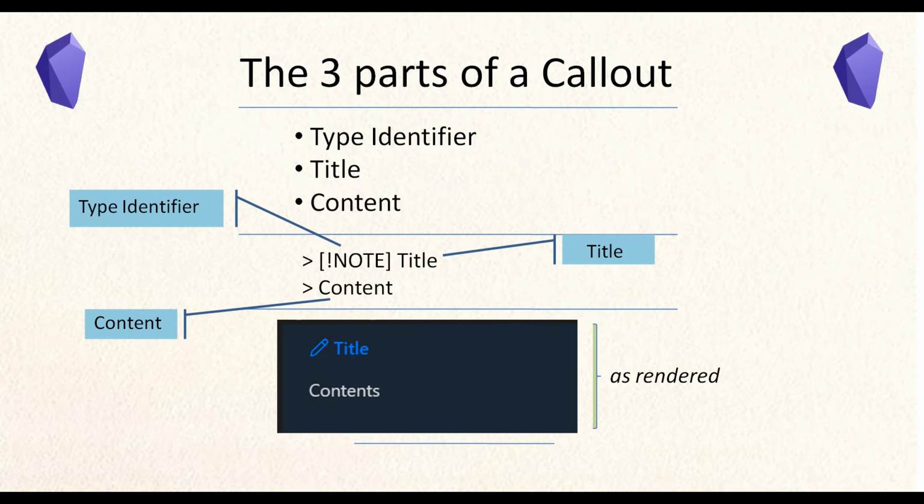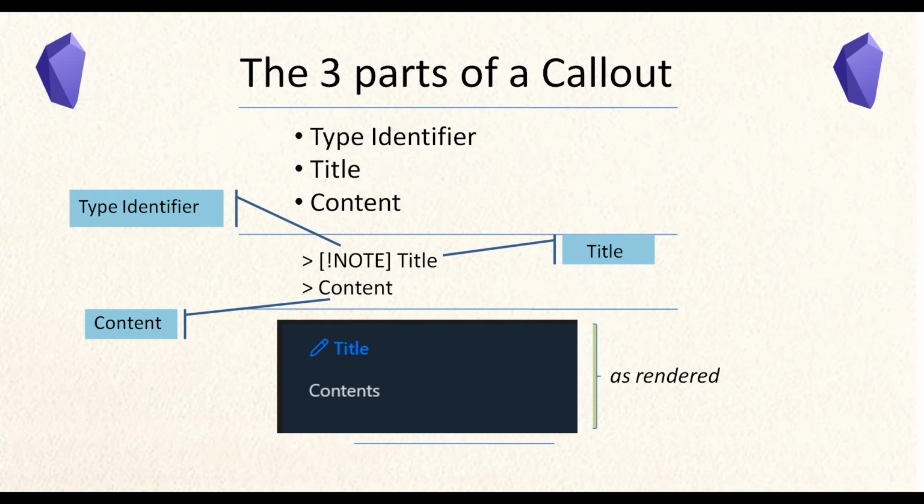Remember, each different type of callout has its own color and its own icon. Let me talk about the three parts of the callout in detail. The type identifier, as its name implies, identifies the type of callout that will be created, meaning its color and identifying icon, as illustrated in the list of callout types that I covered earlier. These callout types are predefined by Obsidian, but it is possible to create your own custom callout type using CSS, and I'll cover that later in this video.